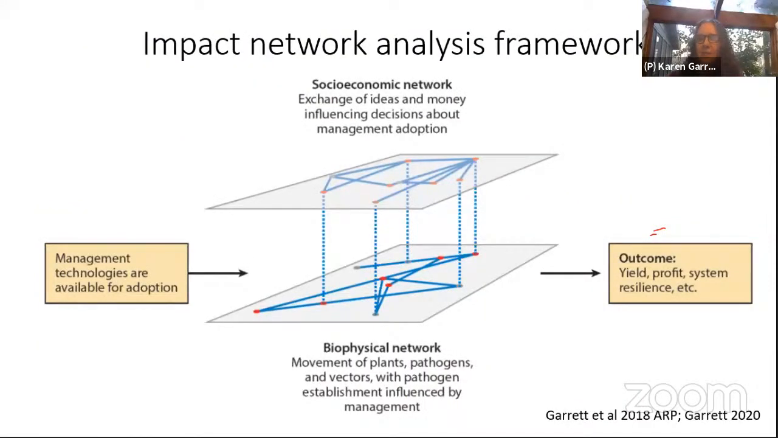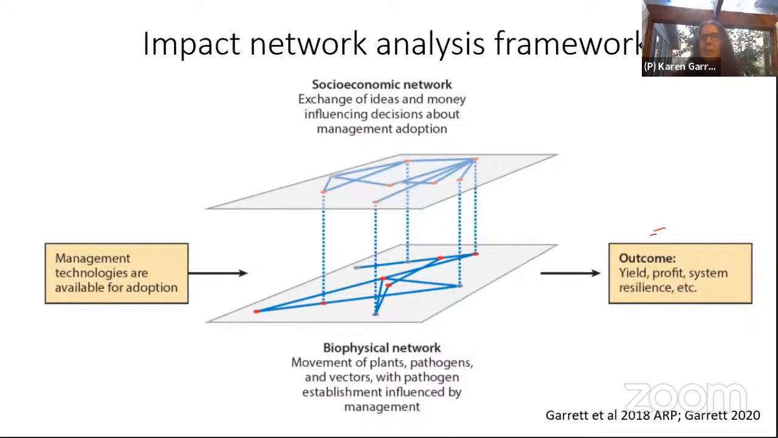So here's a framework that we've been working on a lot, impact network analysis. And I think it offers a useful way of looking at regional management systems. So the idea being that there's a management technology available for adoption. And then this upper level of this diagram, the nodes there represent farmers and the other types of stakeholders that they interact with. So farmers are deciding whether to adopt a technology or not, based on, of course, a lot of different kinds of exchanges and influences. And then the bottom layer there, the biophysical network, the movement of pathogens through the system.